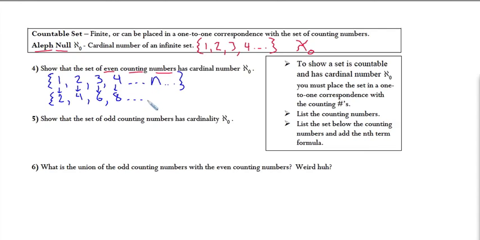The last thing we have to do here is write the nth term formula of our set. Well, we've done this one a couple of times, so even counting numbers go up by 2, so we get 2n. And since we started at 2, we don't need to add anything else. Because we can equate n to 2n, we know every number is going to be placed in a one-to-one correspondence with the counting numbers. Therefore, this one has cardinal number Aleph-Null.